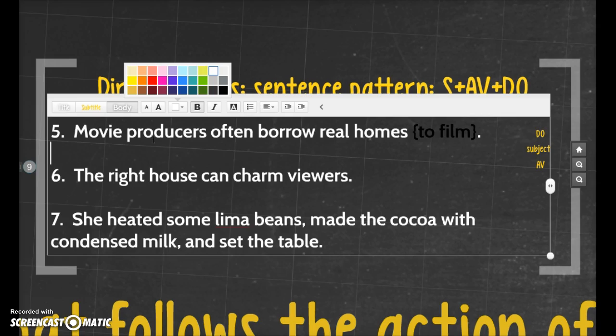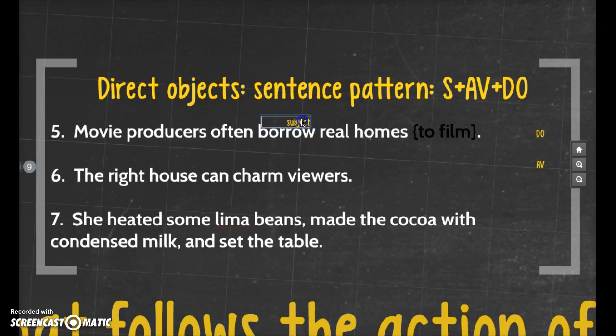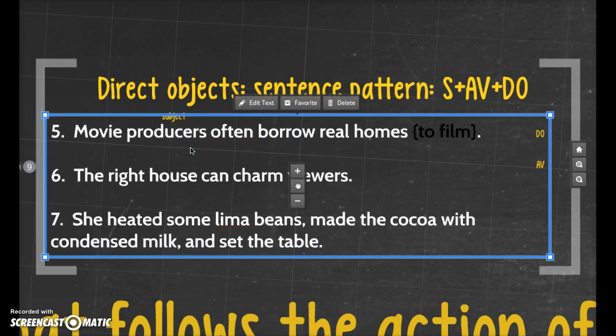Now I need to figure out what the subject is in this sentence. Who is this sentence about? The sentence is about producers, so that's my subject. Let me slide that over my subject. So producers is my subject. Keep in mind, movie would not be a part of it because it's acting as an adjective. It's describing my noun, my subject. What kind of producers? These are movie producers, so that's an adjective. My subject is just producers here, okay?